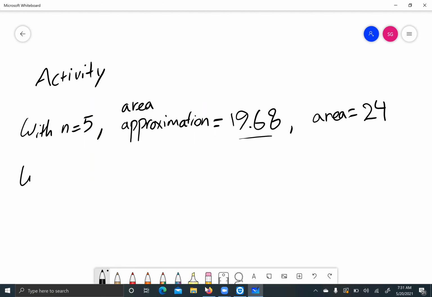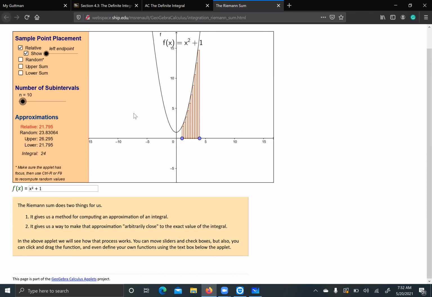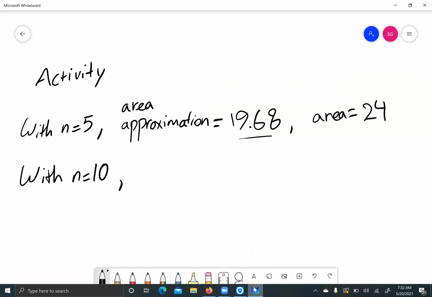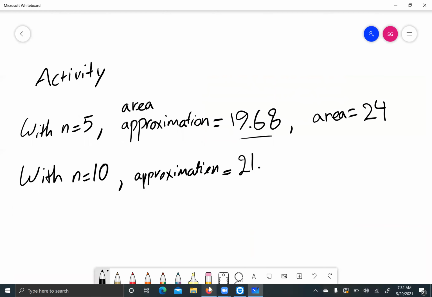Now let's change it to 10. Let's see what we get if instead we use smaller rectangles, changing this to 10 subintervals, or having 10 rectangles. So now we have the relative area to be 21.795. So now the approximation is 21.795.